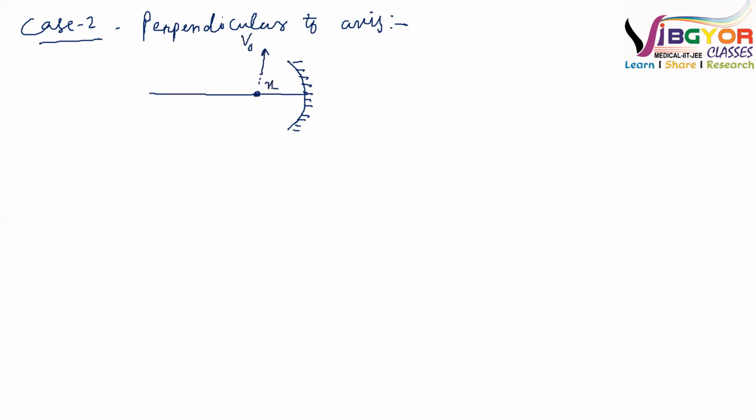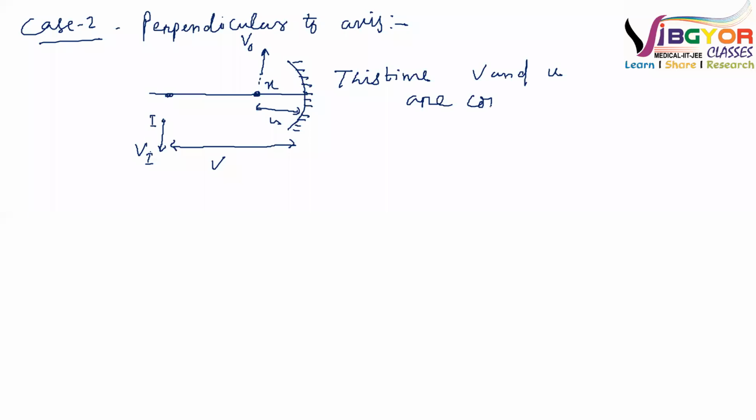Let the object be displaced by x. Similarly, this is the velocity of image, vi, and the image will be displaced from here. And this is u, and this is v, the distance at which the image is. So this time v and u are constant.